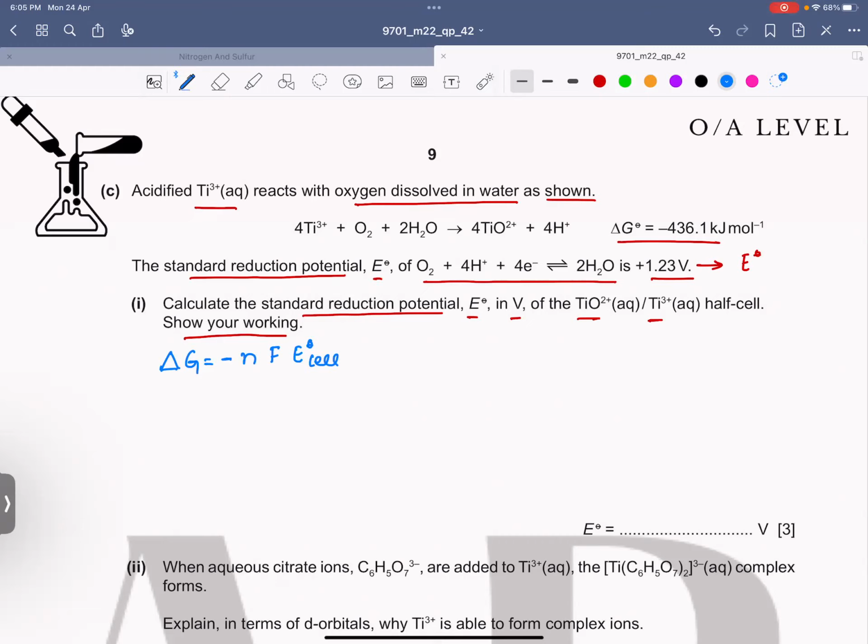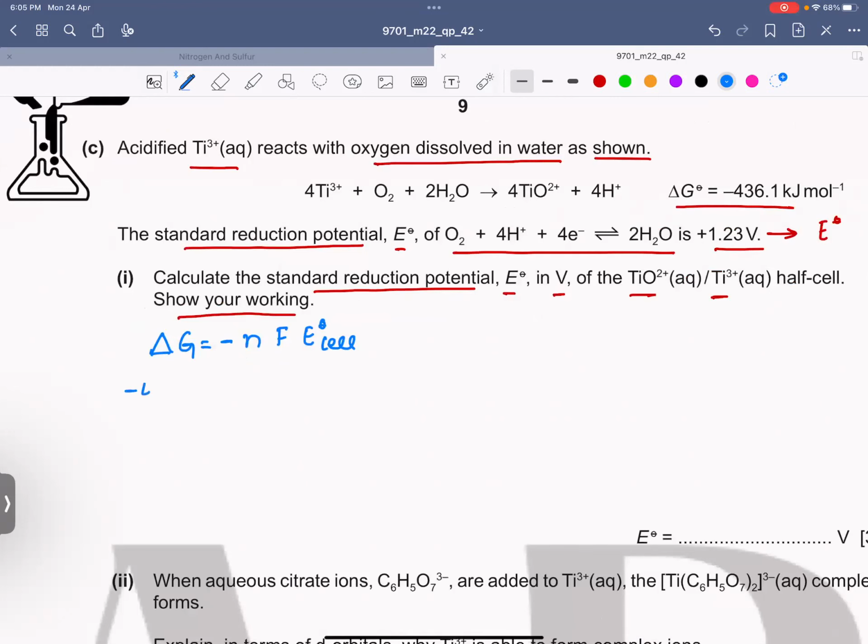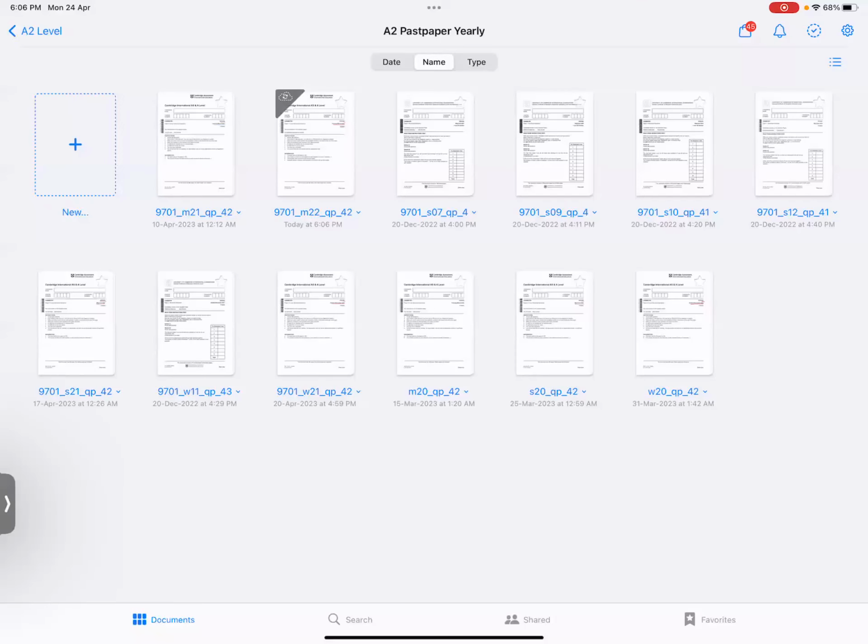We got the Gibbs free energy, that is minus 436 kilojoules, and here n, sir, is the number of moles. Yes, sir, how do we know this expression? You don't know this expression, Hamna? No. Why?